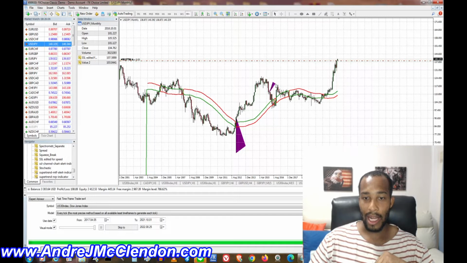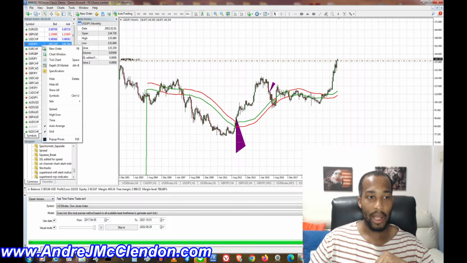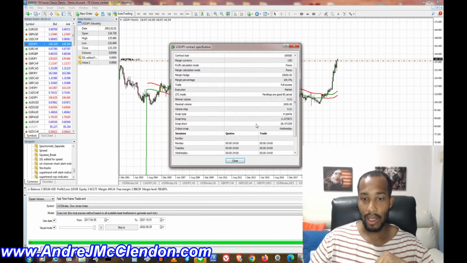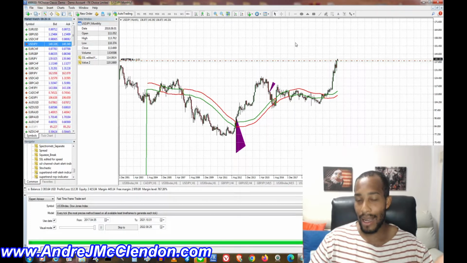Another thing I like when it comes to USDJPY is the swap rates. Look at that. Swap long, 11.873. So if you hold a lot of long positions, you're getting some of that daily interest, which is really nice. If you are negative for a few days or a few months, it can kick in and help you out. Because I think the overall trend for the USDJPY is obviously higher.